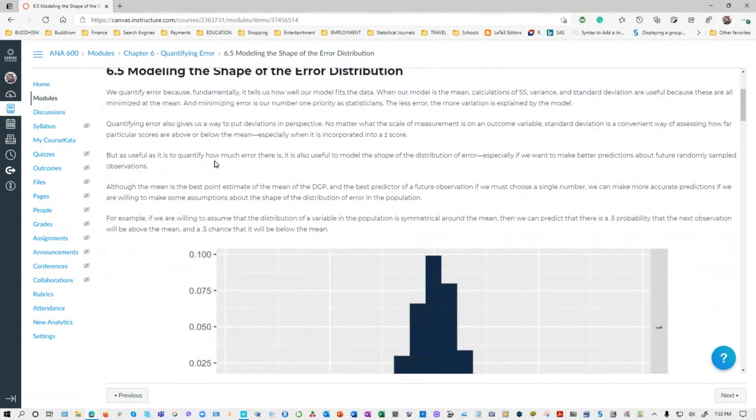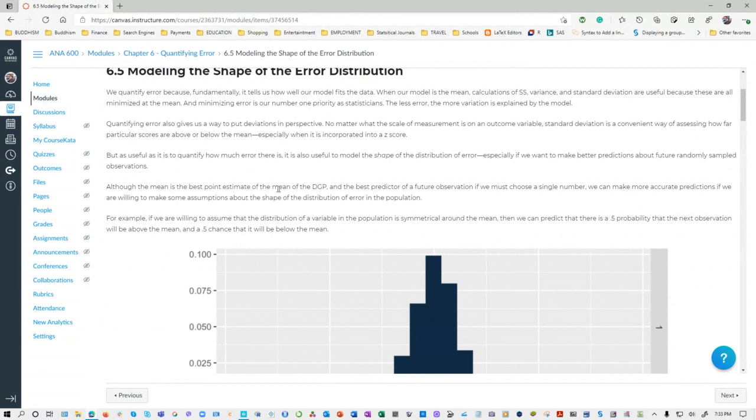But as useful as it is to quantify how much error there is, it is also useful to model the shape of the distribution of error. We not only quantify the error, we're going to look at the shape of the distribution, especially if we want to make a better prediction about future randomly sampled observations.